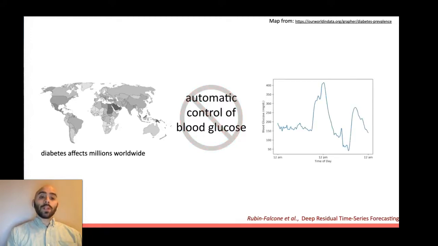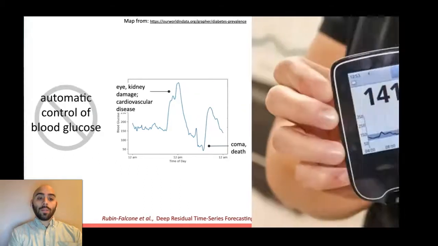Blood glucose management is important to the overall health of an individual, since high blood glucose values, or hyperglycemia, characterized as values above 180, can lead to long-term adverse outcomes like kidney damage and cardiovascular disease, while low blood glucose values, or periods of hypoglycemia, characterized as values below 70, can lead to coma and even death.